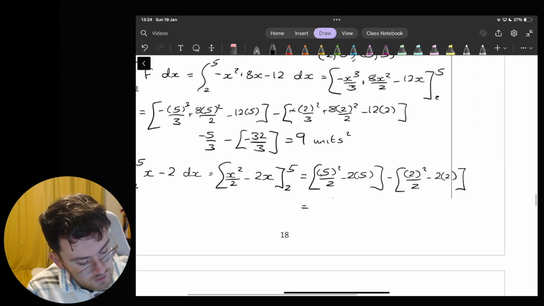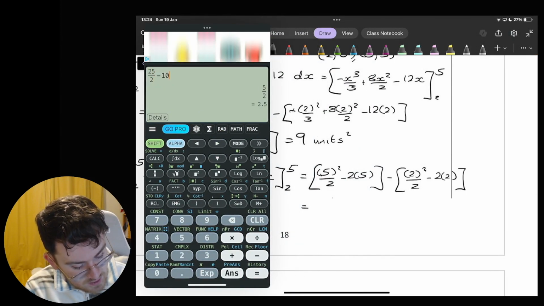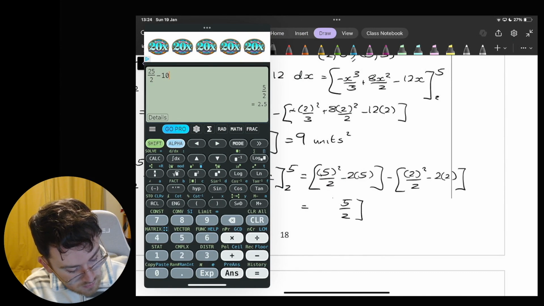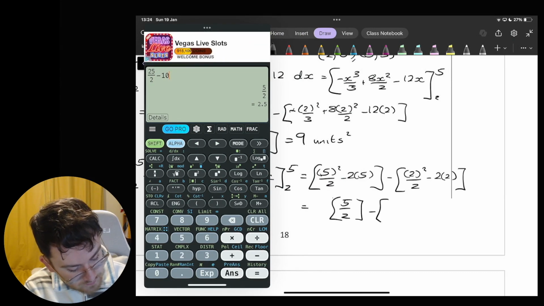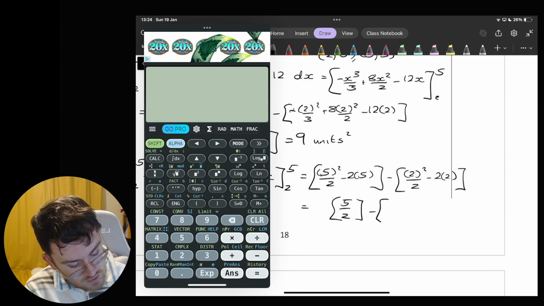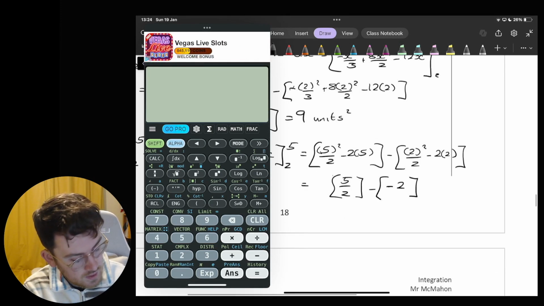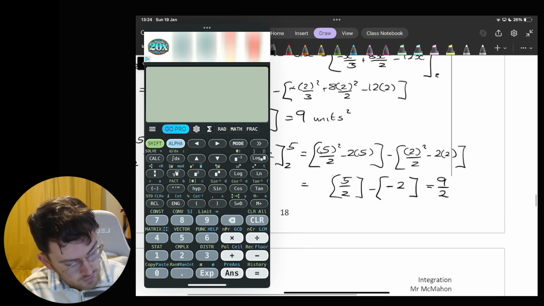So that's going to give me, let me see, 25 over 2 minus 10, which is 5 over 2, minus 2 squared divided by 2, so 4 divided by 2, minus 4. 2 minus 4 minus 2, okay, which gives me an answer of 9 over 2.